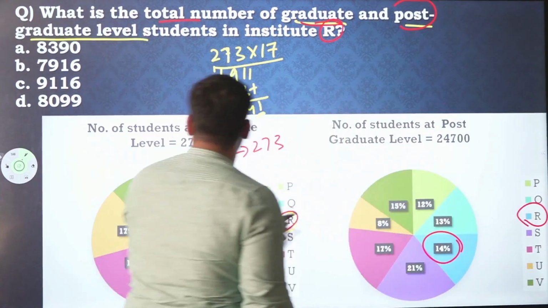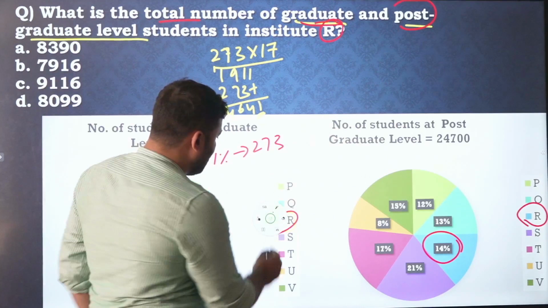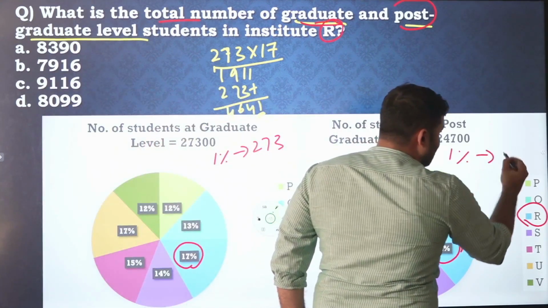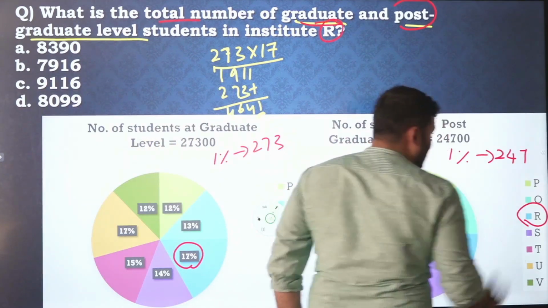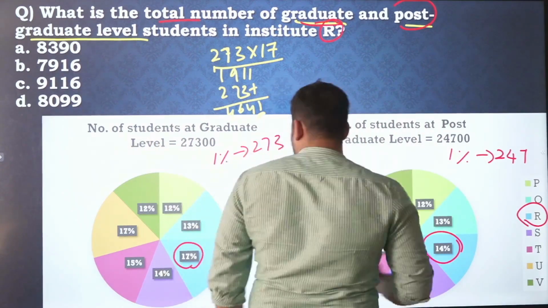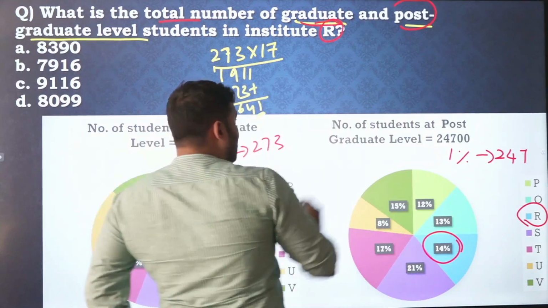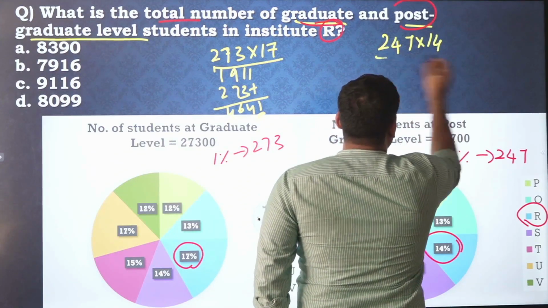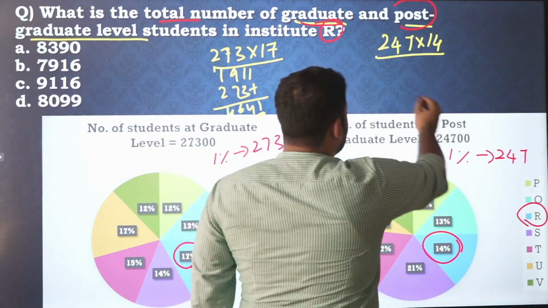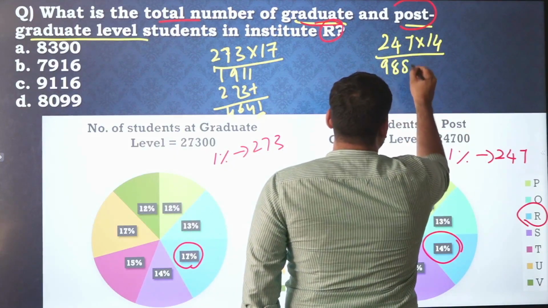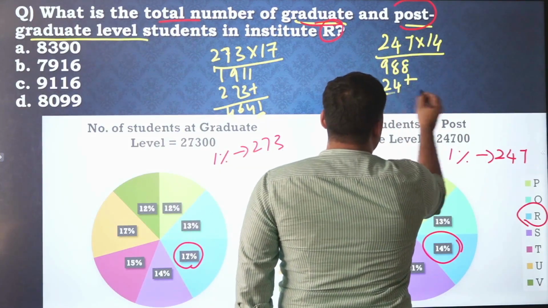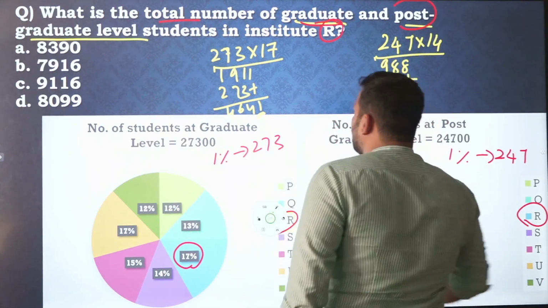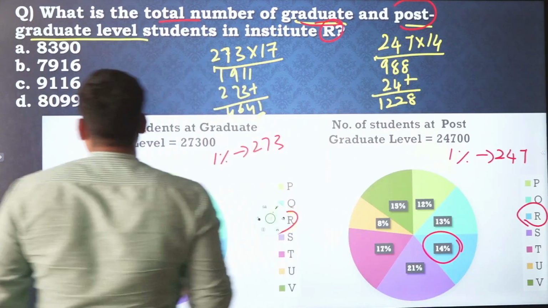Now let us find out in this case. Here I have already told you that 1% in this case is going to be 247. Okay. Now we have to find it out for 14%. So if it is 14%, then it is nothing but 247 into 14. So 4 2s are 8, 4 4s are 16, 7 4s are 28. So here it is 988 and 24. So I add this, 8 plus 4 is 12. So 4641 plus 1228.